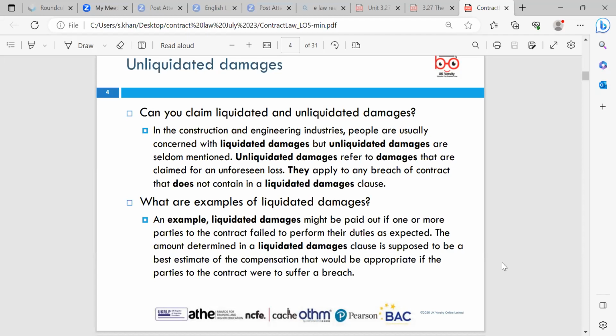What are examples of liquidated damages? An example of liquidated damages might be if one or more parties to the contract fail to perform their duties as expected, and the amount determined in a liquidated damages clause is supposed to be a best estimate of the compensation that would be appropriate if the parties to the contract were to suffer a breach.